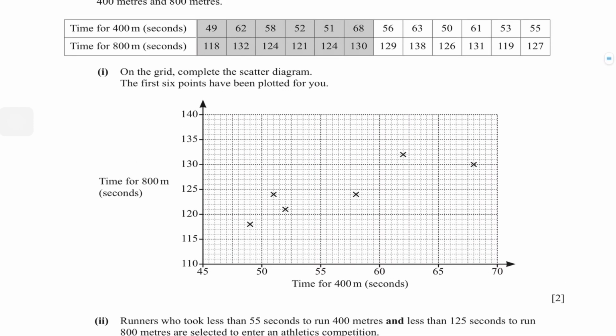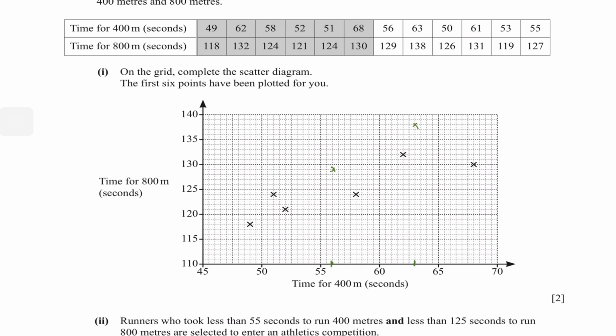So let's do that. So we have 56 and 129. So 56 on the x-axis will be, let's see, so this is going to be 56. Yeah, 56 is going to be here, and then 129 is going to be halfway between 120. No, actually it's going to be 1 block below 130. So that's going to be somewhere here. And then we have 63, 138. So 63 is going to be here, and then 138 is going to be 2 blocks before 140. So got to be careful.